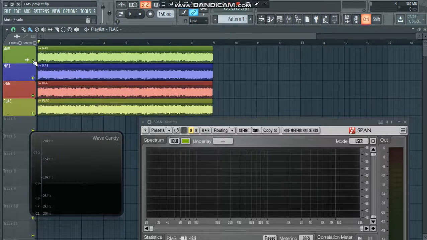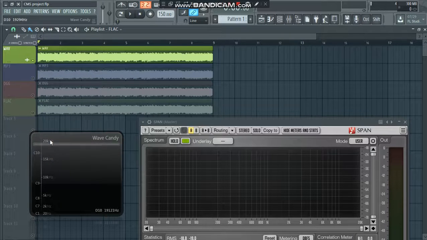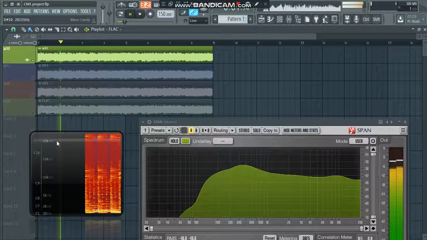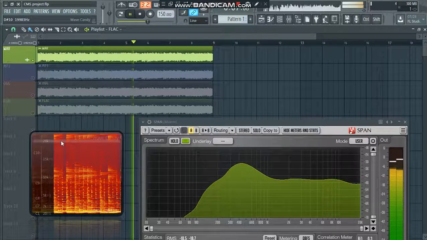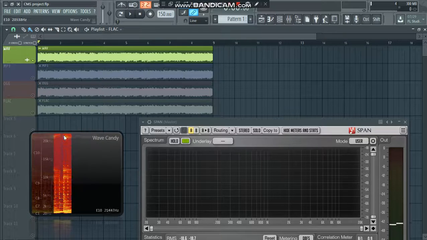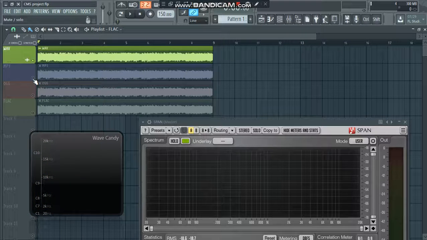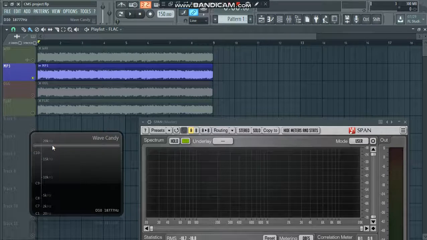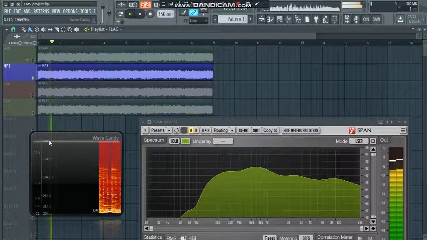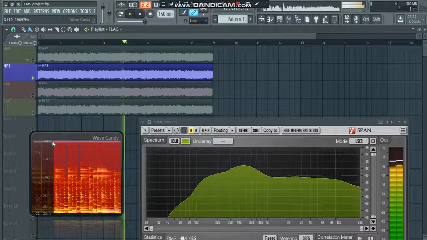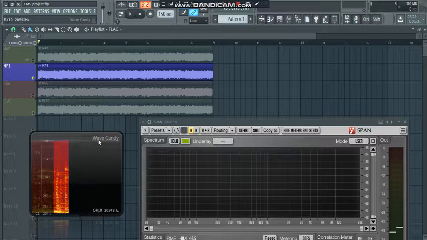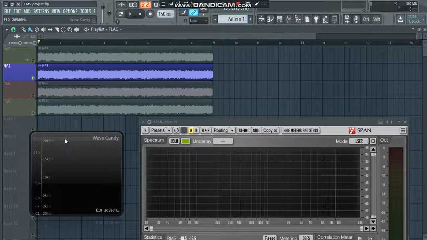So let me just play the WAV file for you, and notice this region that I'm pointing to over here. Yeah, keep that in mind, and now I'll play the MP3 for you. Now take a look over here. You can see that this section is missing in the MP3 file.